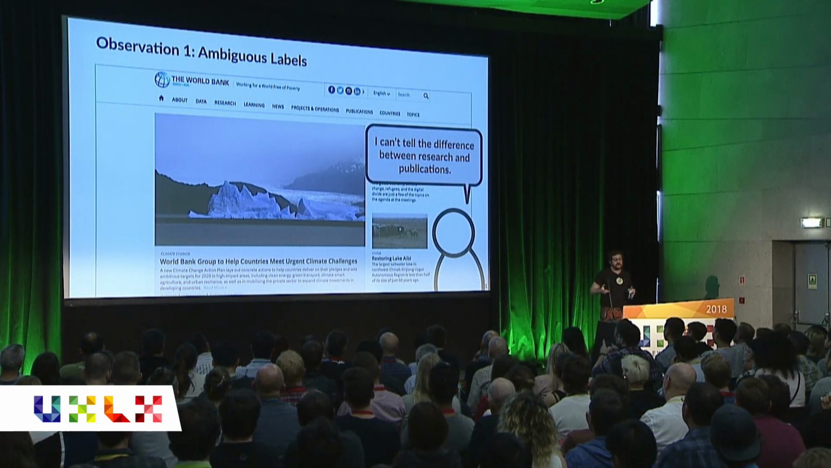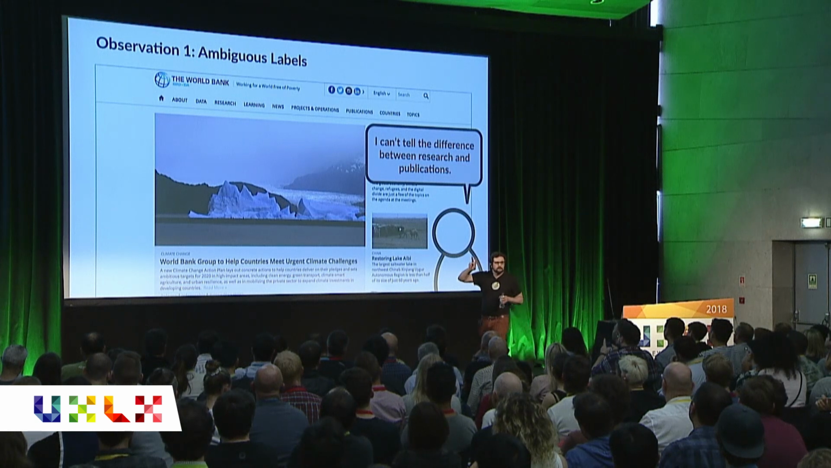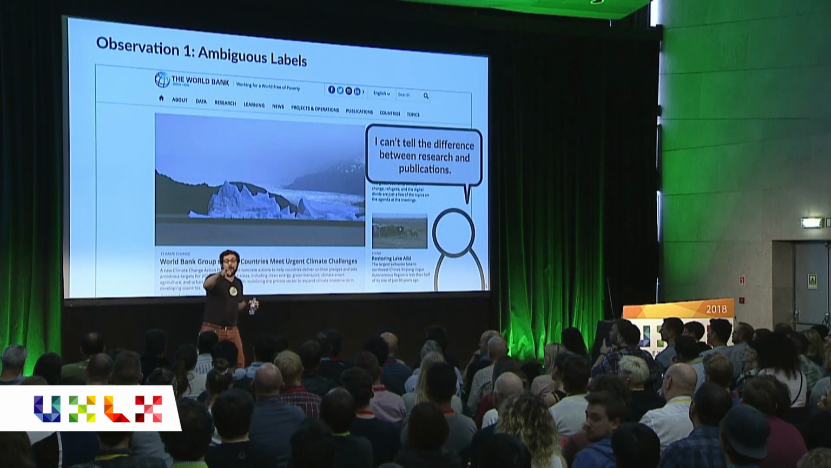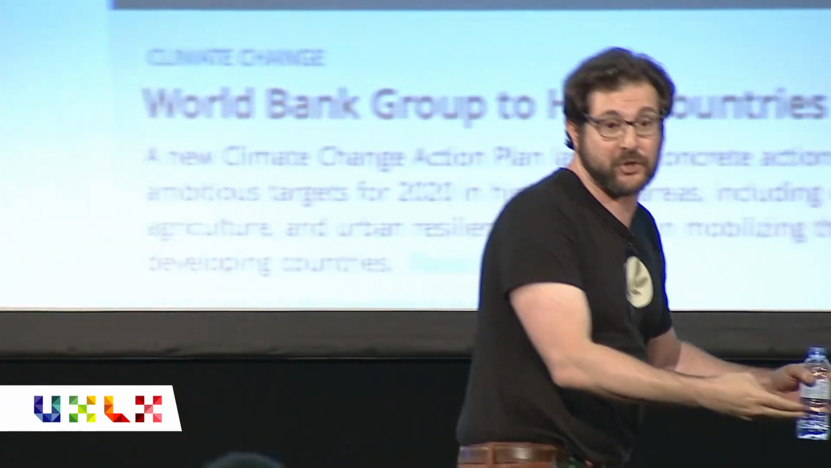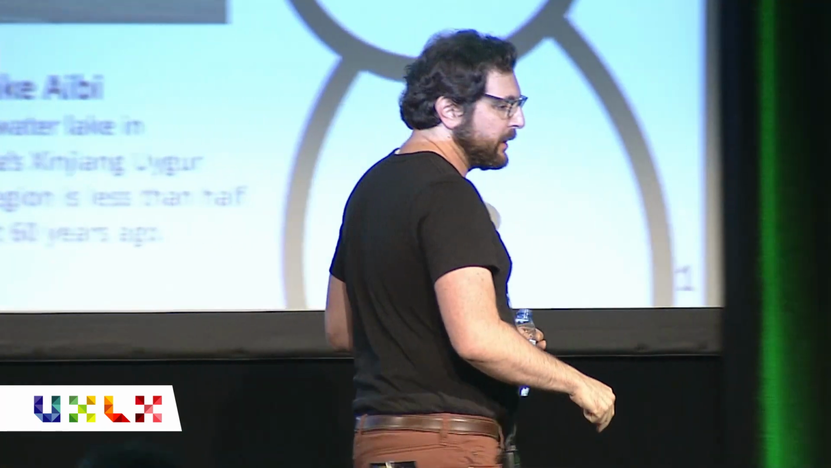So one of the observations that I made is that the labels are ambiguous. If you can tell me the difference between research and publications, I will give you a free book. But we don't know, right? It's ambiguous. Does anyone have any idea why there are those 2 categories? Those were 2 different departments at the bank. There was a publications group and a research group, and they both wanted to be in the navigation, right? Does that sound familiar? Yes, it does.